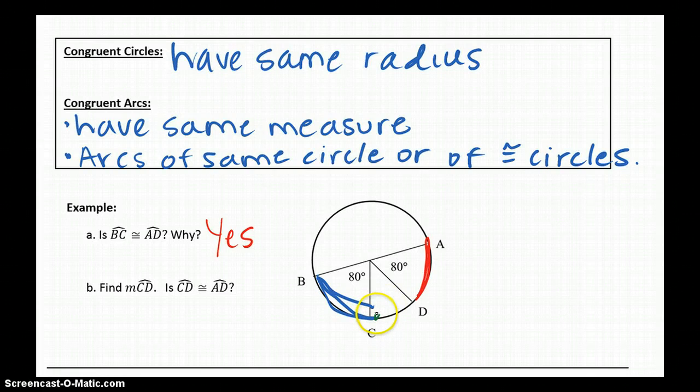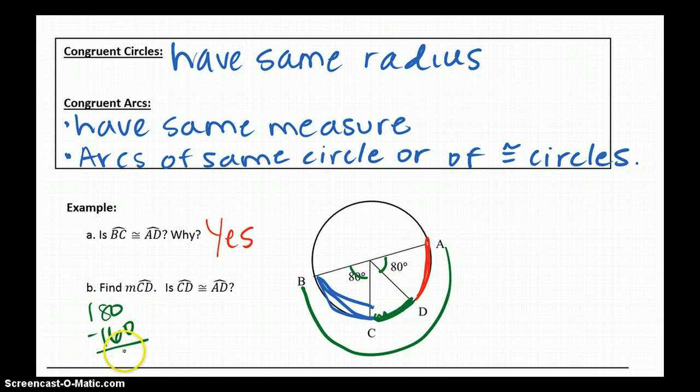Next, we have to find the measure of arc CD. So in green here is arc CD. To find the measure of arc CD, we can notice that ADB is a semicircle, which is 180 degrees. We can take what we have, which is the two angles of 80 degrees, add them together to get 160, and subtract that from 180 to find our missing piece, which is going to leave us with 20. So arc CD is 20 degrees. And the question says, is CD congruent to AD? The answer would be no. They are arcs of the same circle, but they are not congruent. They do not have the same central angle.